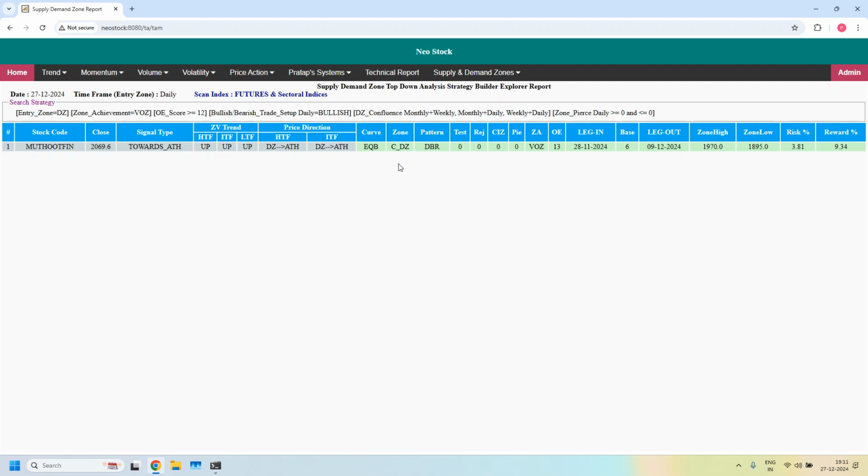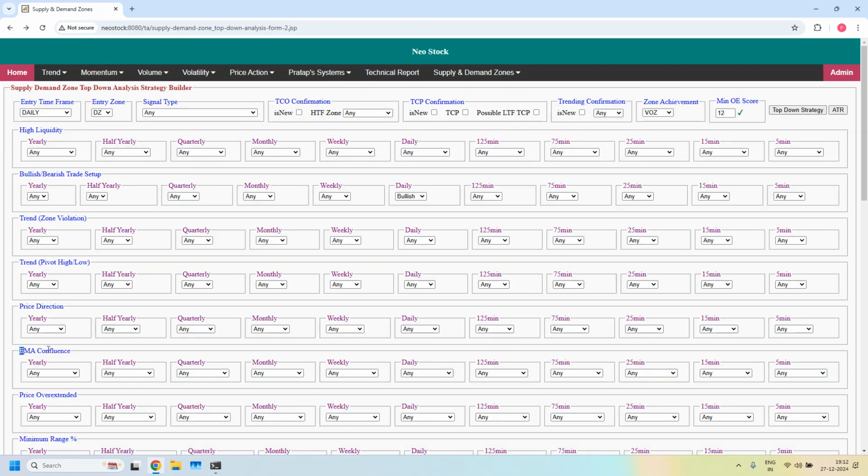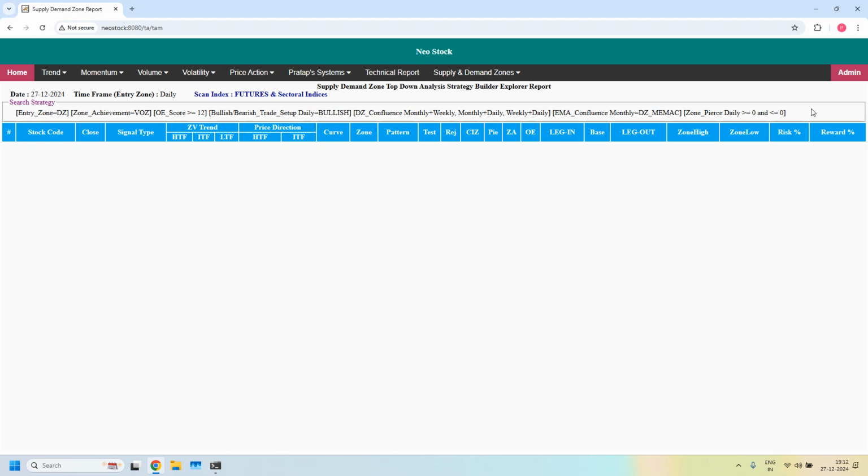Okay. If this stock is having monthly EMA confluence, it is even more high probability trade setup. Let us verify the EMA confluence at monthly time frame. Monthly demand zone having monthly EMA confluence filter is enabled. So the stock is not filtered. Okay, that is about bullish trade setup for monthly income trade.